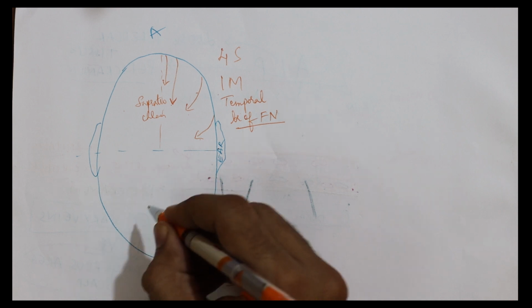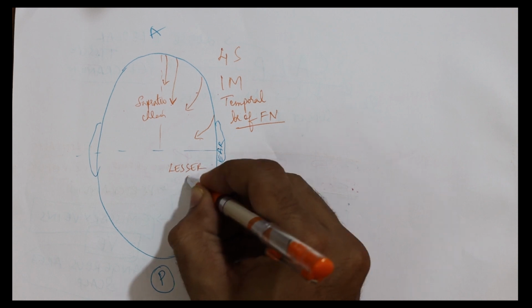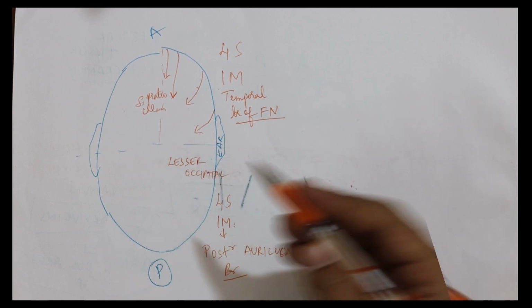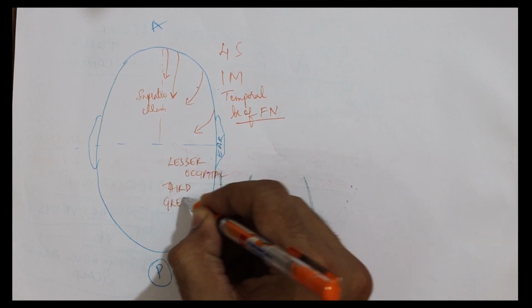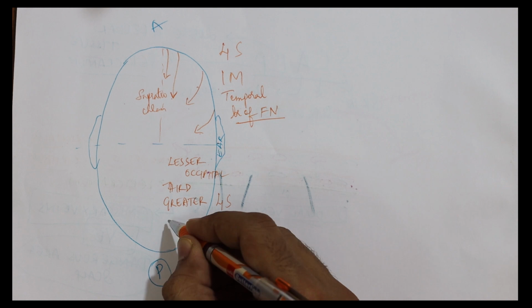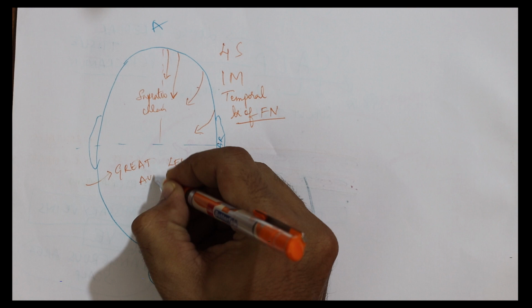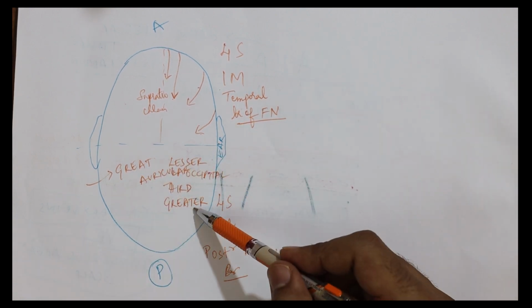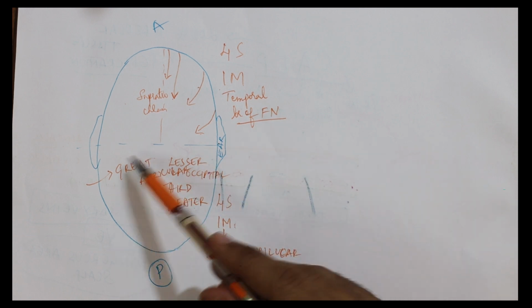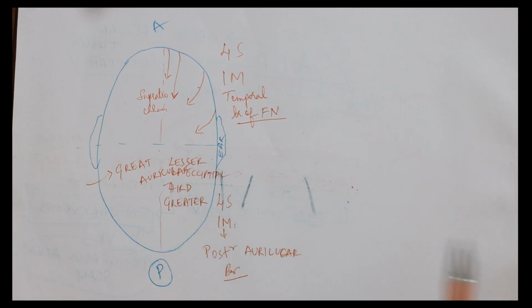So it includes lesser occipital, then third occipital, greater occipital, and great auricular nerve. So these are the nerves: lesser, third and greater occipital and great auricular nerve that supply the posterior aspect. Again, on each side there will be 5 nerves, so altogether there will be 10 nerves in the posterior aspect.